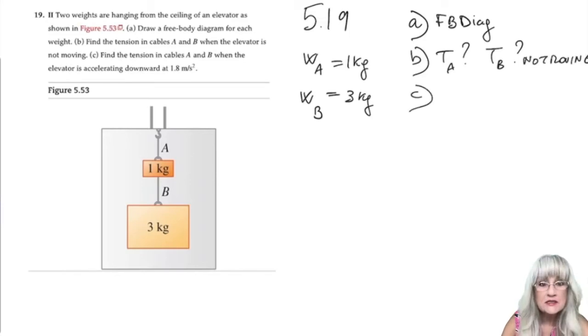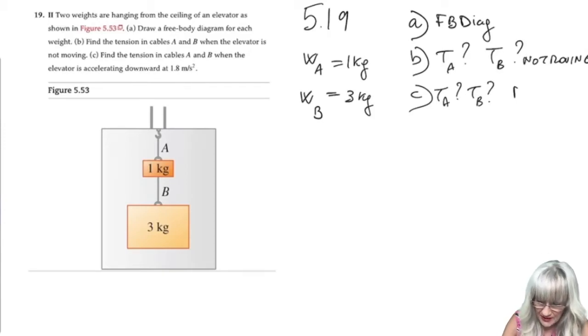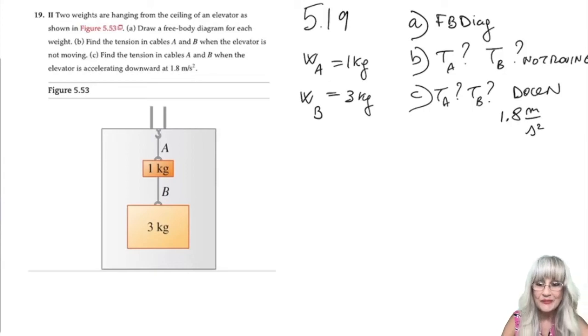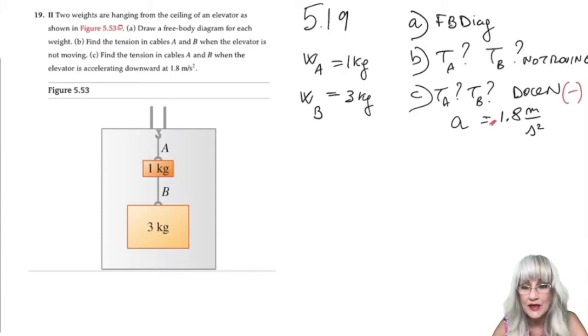And in part C, again the same T of A, T of B, when the elevator is moving down at 1.8 meter over second square. What is this value? Meter over second square is an acceleration. Wait a second, what does it mean down? It means a negative sign, so I'm going to put it right there in red.